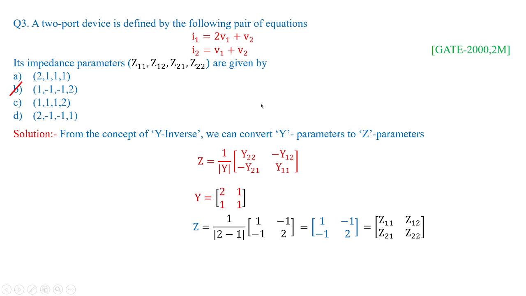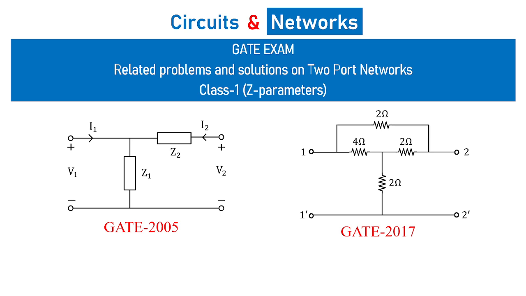So this was asked in GATE for 2 marks under GATE 2000. So you should have a grip over the topic in order to solve these kinds of problems. And for that, you can also see our previous videos related to two-port networks. So in today's class, we have done the basic approach to solve the GATE problems under Z parameters.